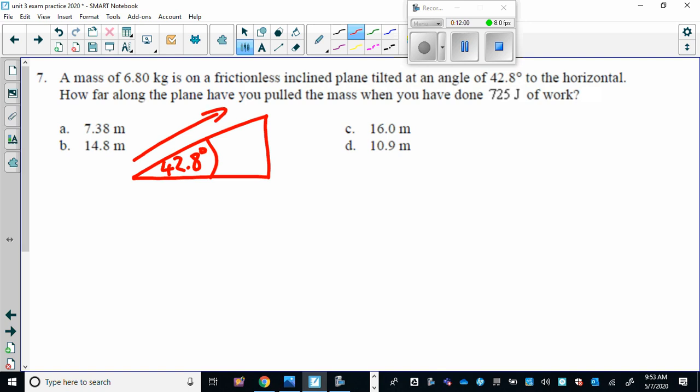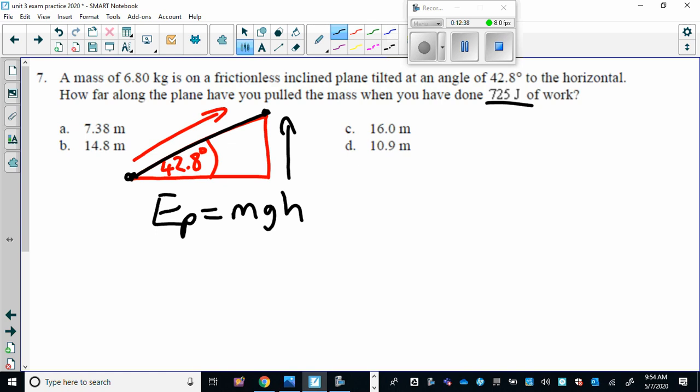And we're pulling an object up the surface, and it says how far along. So basically what we want to do is calculate this distance here. Have you pulled the mass when you have done this much work? Well, the question is, what kind of work have you done? 725 joules of work. And the answer is this: I've moved it up from this position here to this position here. So it's gained gravitational potential energy.